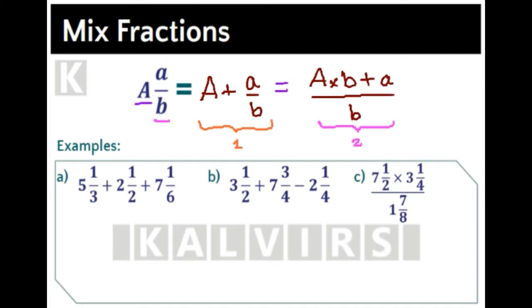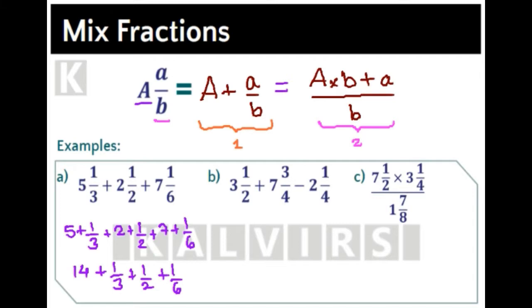To sum these mixed fractions, we use the first form. So we separate the integers and the proper fractions. So we have 5 plus 1/3, plus 2 plus 1/2, plus 7 plus 1/6. 5 plus 2 plus 7 is equal to 14. Then we have 1/3 plus 1/2 plus 1/6. The sum of these fractions is 1. So the result will be equal to 14 plus 1, so we have 15.